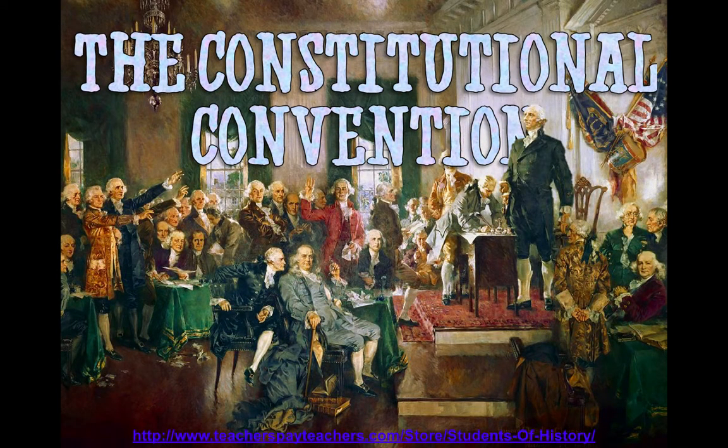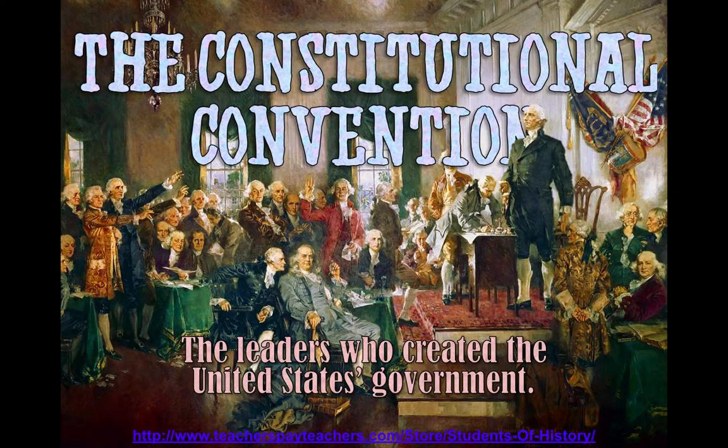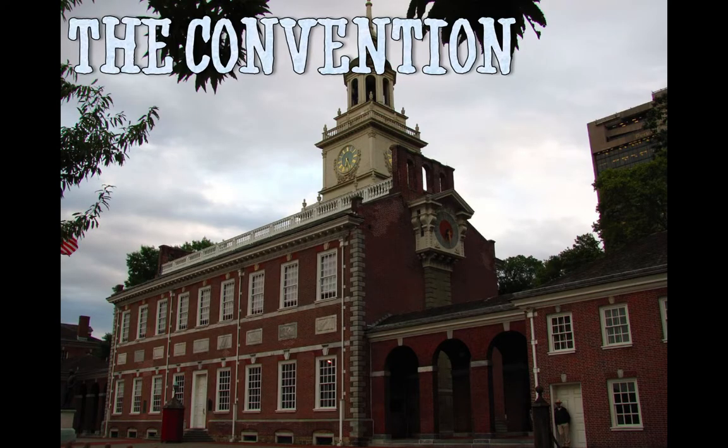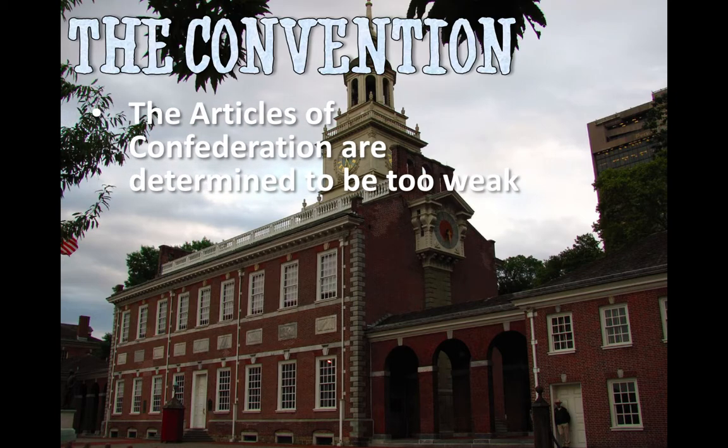So here we are, the Constitutional Convention. The leaders who created the United States government. Here's some information just to get started. The Articles of Confederation were determined to be too weak. We've talked about that. That's what we've been quizzing on, and so on. And that's why the Constitutional Convention was called, essentially.